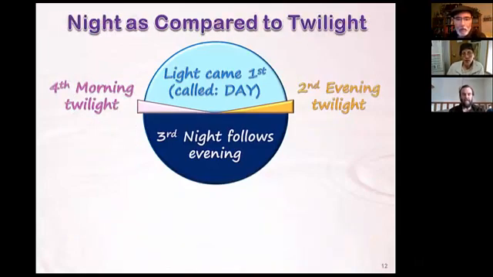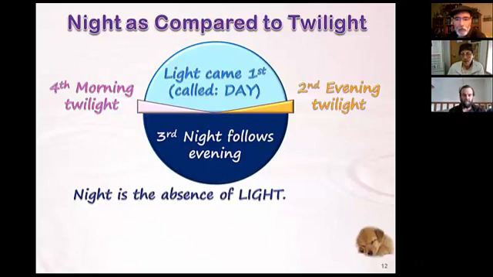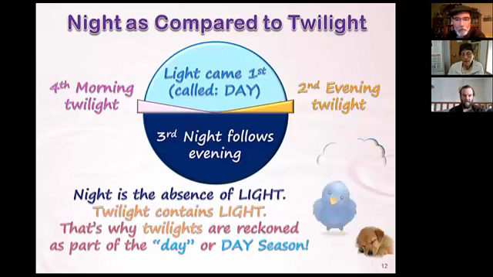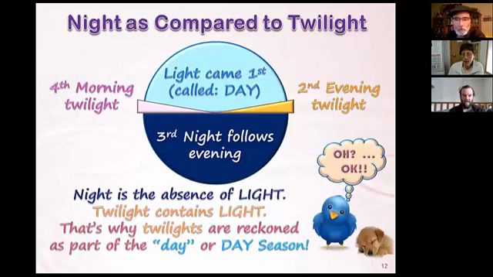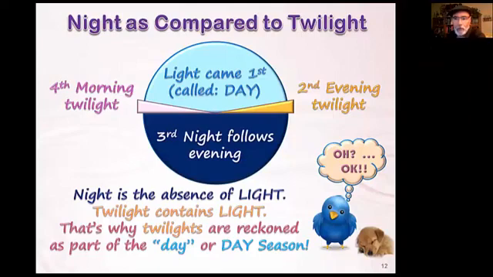We just like to do a little comparison of night to twilight. We have our evening and our morning twilight. We have discovered that night is an absence of light. There is no light from the sun. I should say from the sun, because there are little twinkly lights from the stars. But night is the absence of sunlight. But twilight does contain light from the sun. And that is exactly why twilights are reckoned as part of the day or part of the day season. And that is actually pretty simple when you just look at the definitions.